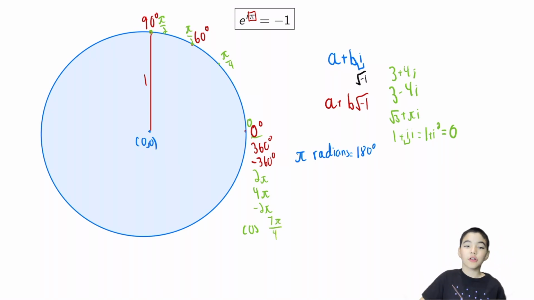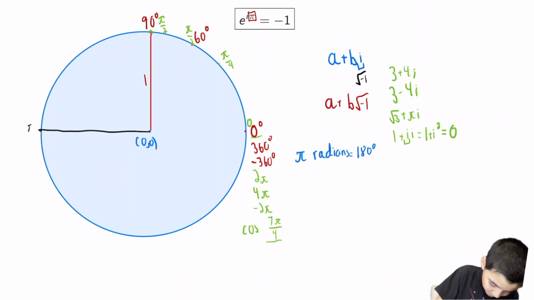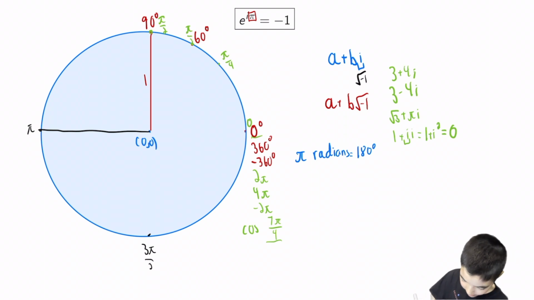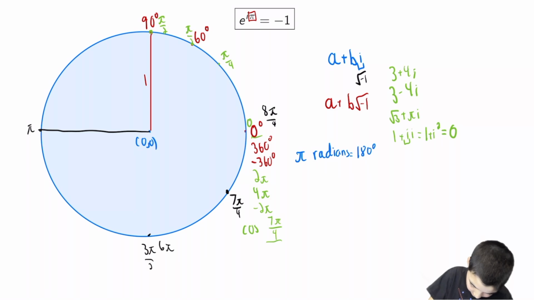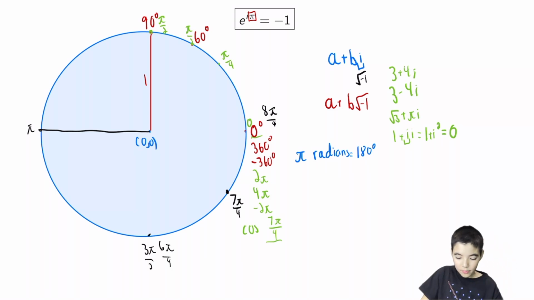Okay, so to start finding that cosine, you'll need to look on this circle and find where 7 pi over 4 lies. In this case, that's pi over 2. That's pi. This point is 3 pi over 2. And so 7 pi over 4 is going to be about here. To see that, we know that this point is also 8 pi over 4, and this point is 6 pi over 4. So 7 pi over 4 is the middle.